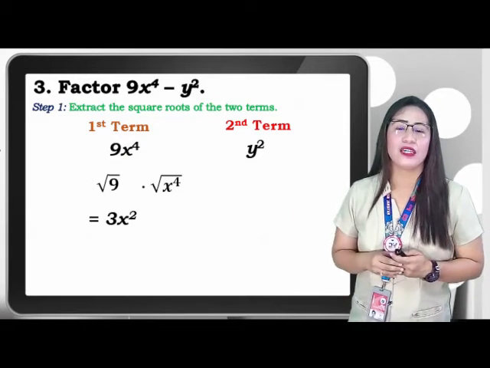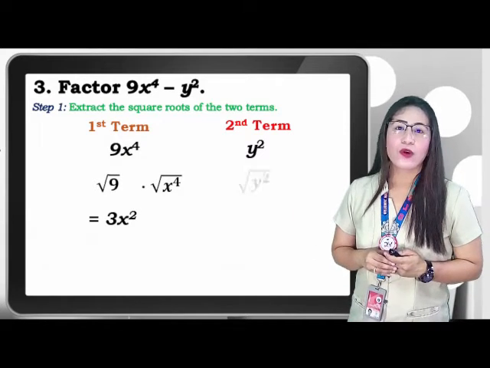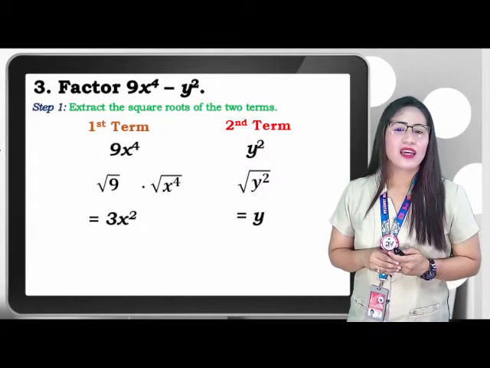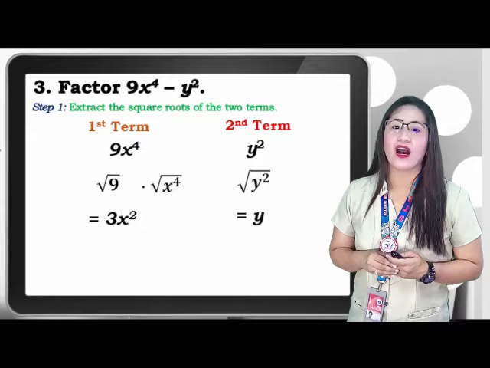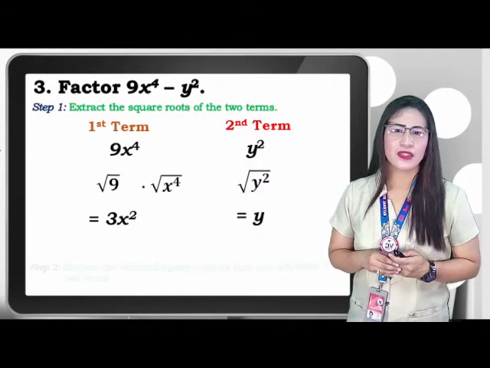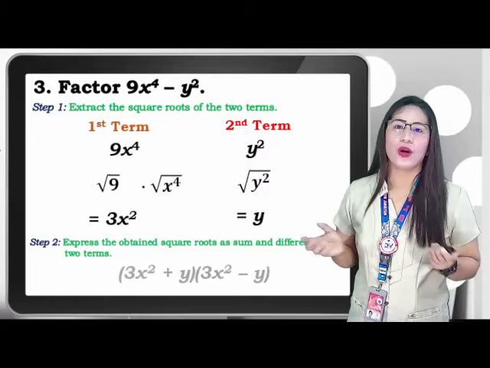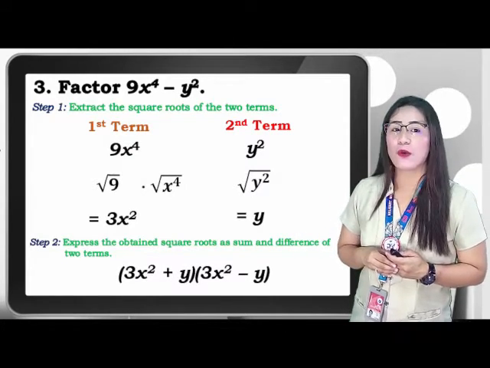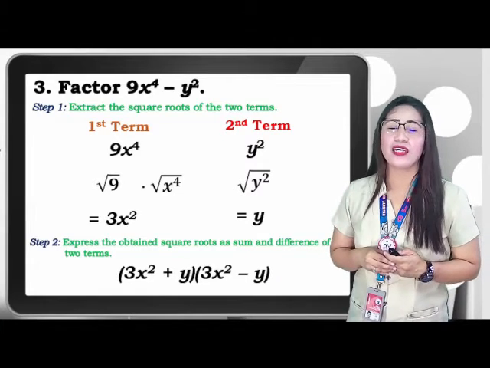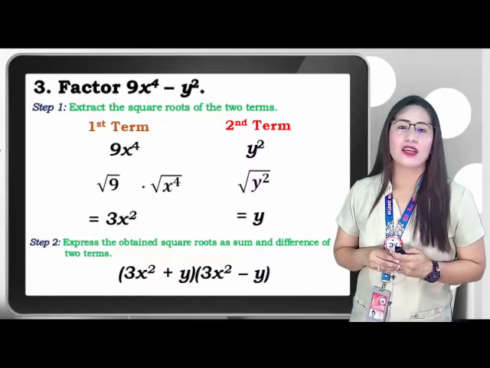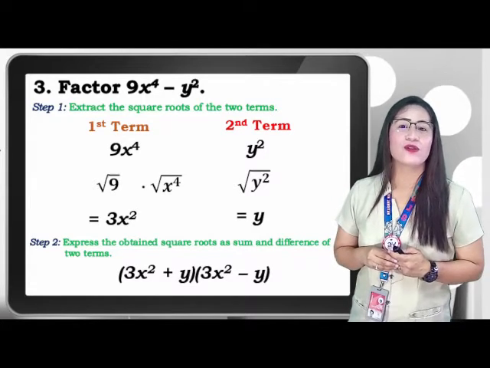Second term is y squared. Square root of y squared is y. 3x squared and y are the square roots of the first and second terms. Step 2. Therefore, the factored form of 9x raised to 4 minus y squared is 3x squared plus y times 3x squared minus y.